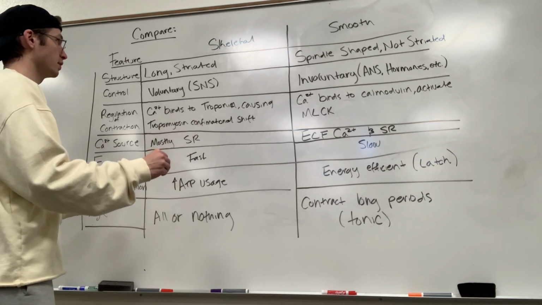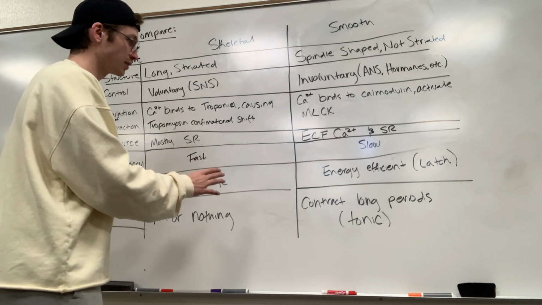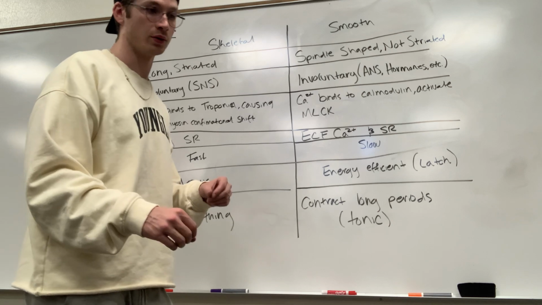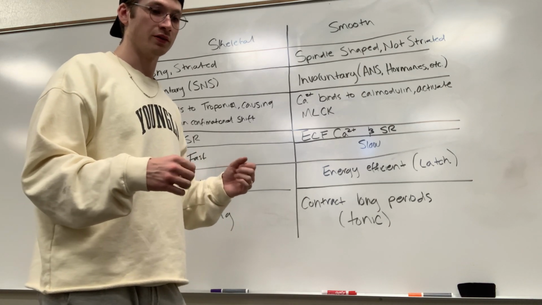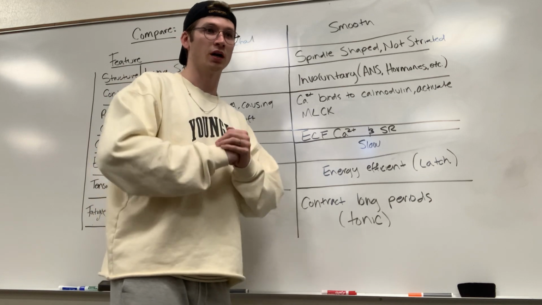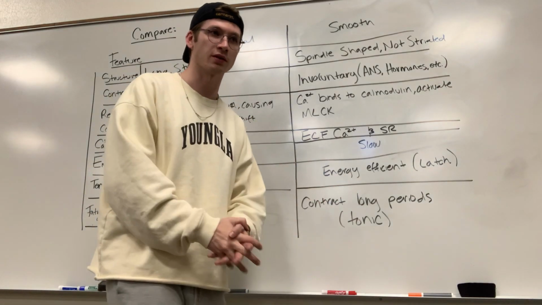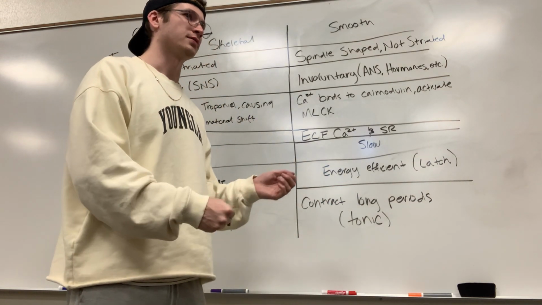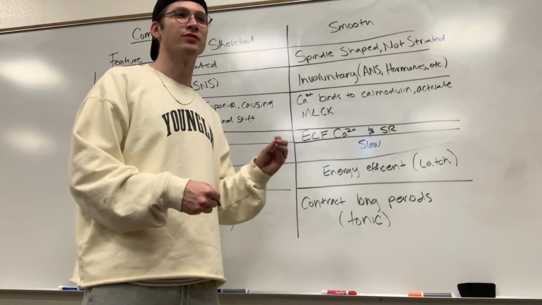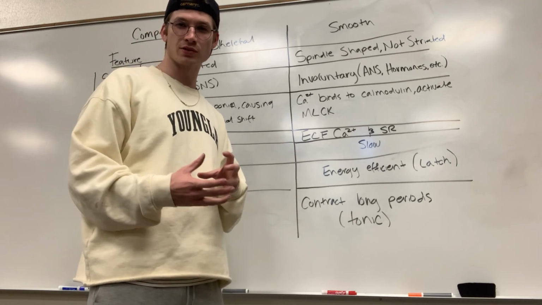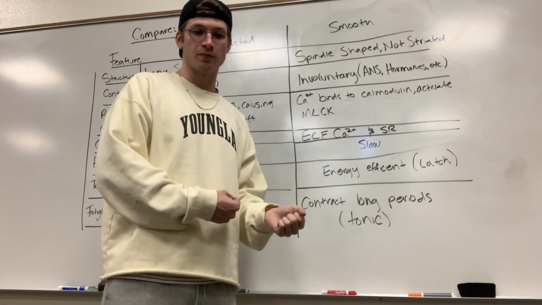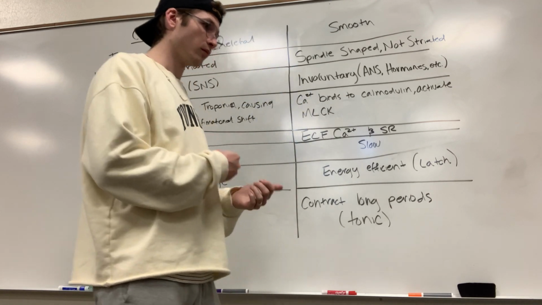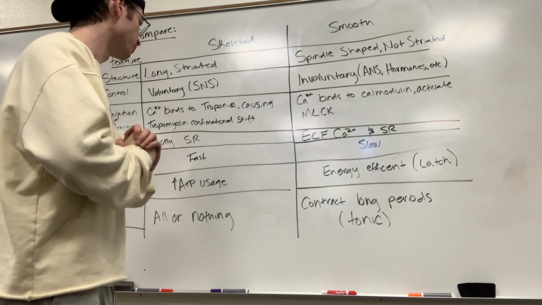Speaking of efficiency, skeletal is fast and our smooth is very slow. That makes sense when we think about, if we need to grab something, reflexes, which we'll get into here in a second. Skeletal muscle has involuntary aspects to it, but we can control them. So that's a big difference too.